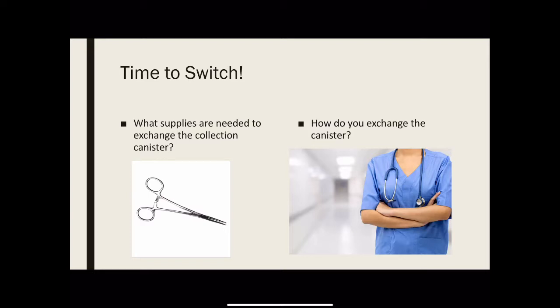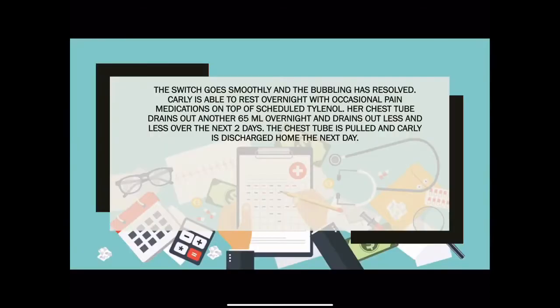So these last couple questions fulfill that psychomotor learning outcome that we talked about earlier as well, which the switch goes smoothly and the bubbling has resolved. So Carly is able to rest overnight with the occasional pain medications on top of some scheduled Tylenol. Her chest tube drains out another 65 mLs of drainage overnight and then drains out less and less over the next 2 days. The chest tube is pulled and Carly is discharged home the next day.